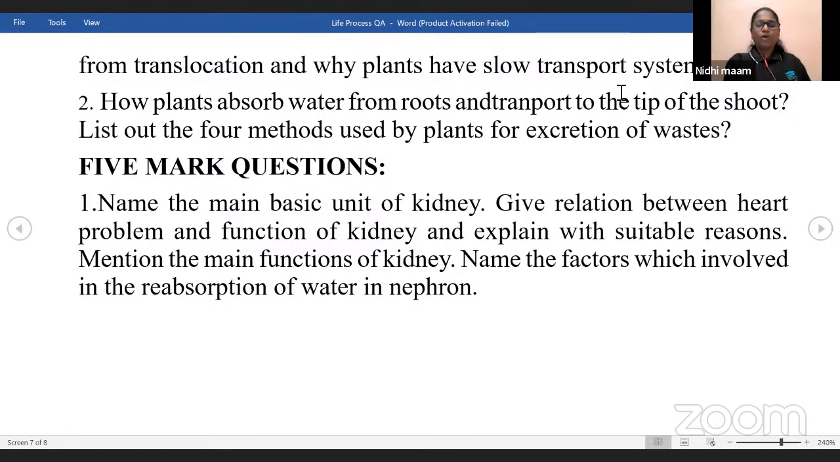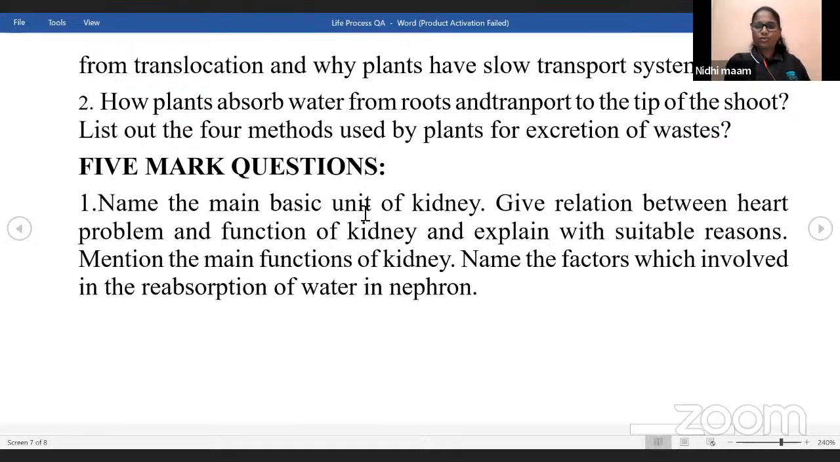Second question, how does a plant absorb water from roots and transport it to the tip of the shoot? Transportation of water, you have to talk about xylem. List out 4 methods used by plants for excretion. Gum, resins, transpiration. These are the methods. 5 marks.